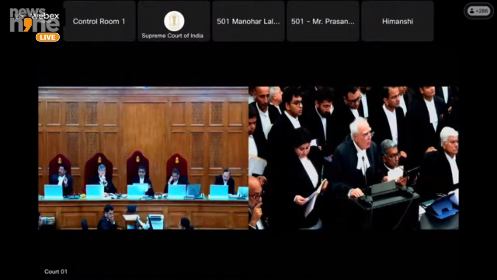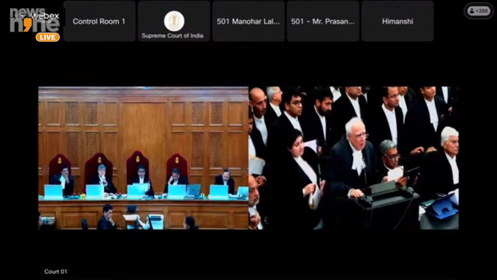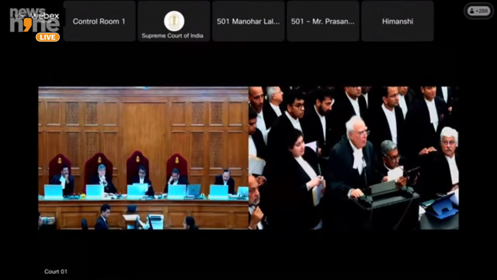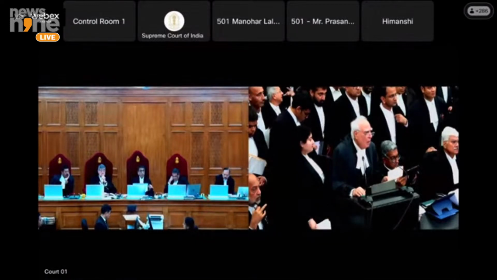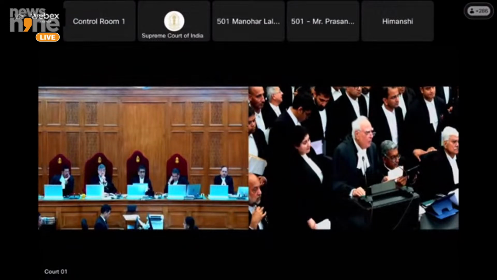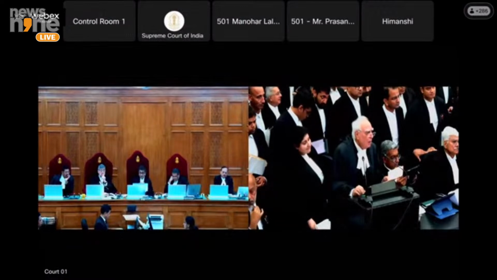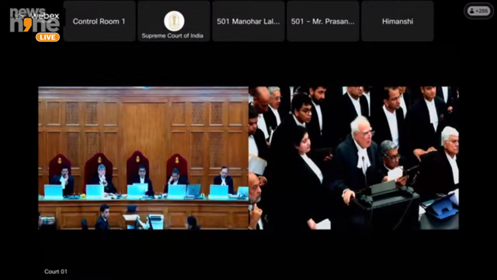They didn't say in the instrument of accession that we accept the sovereignty of the Union of India for some limited purposes. They accepted the sovereignty for all intents and purposes. That acceptance of sovereignty was complete, but they reserved certain rights to themselves over certain legislative subjects. So in that sense, the accession was complete. The acceptance of sovereignty was complete.